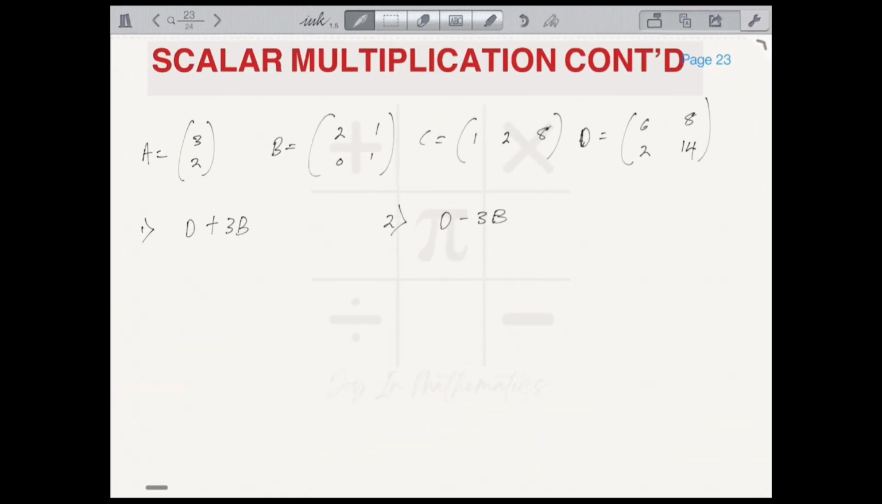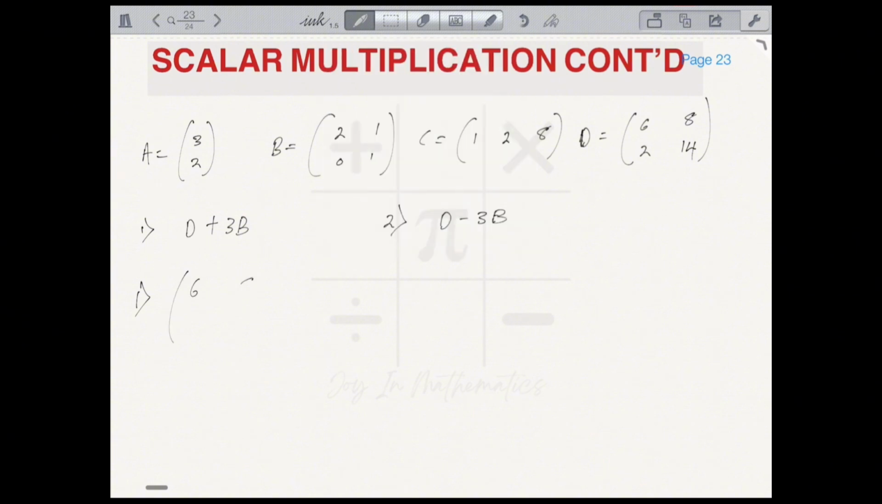We started with scalar multiplication in the last video, and we now want to combine matrix addition with scalar multiplication and matrix subtraction with scalar multiplication. So what this means now is that the principles for matrix addition will be involved. Likewise, the principles of matrix subtraction will be involved. So D, let's begin with number 1.